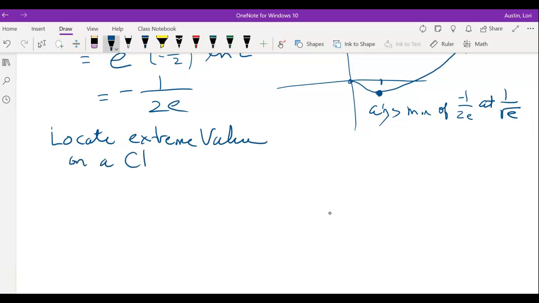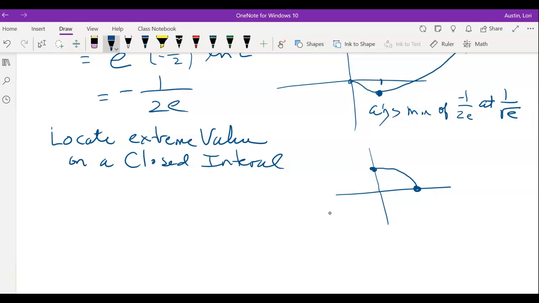On a closed interval. So remember, when we talk about a closed interval, it was this thing, right? That's what I mean by a closed interval. We're not talking about an entire domain of negative infinity to infinity. We're talking about some closed interval, A to B.